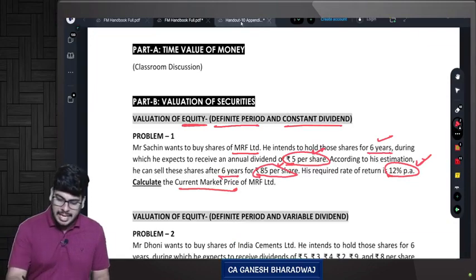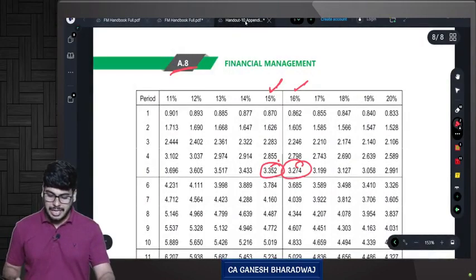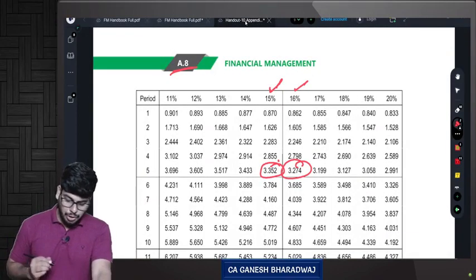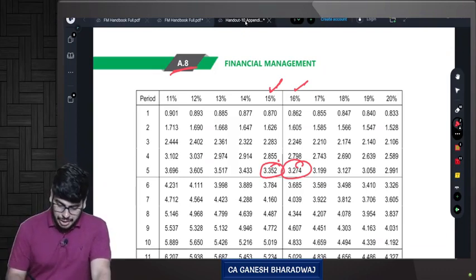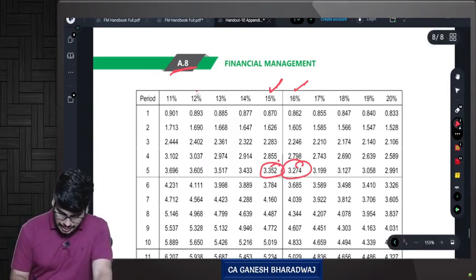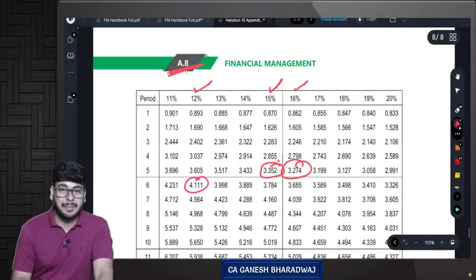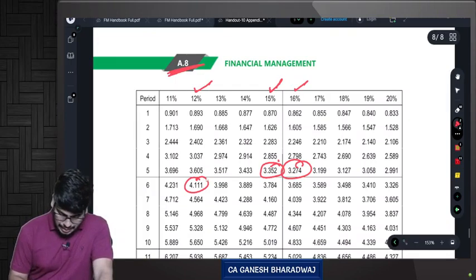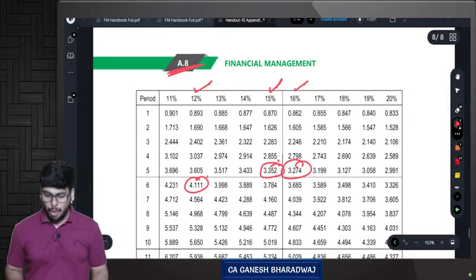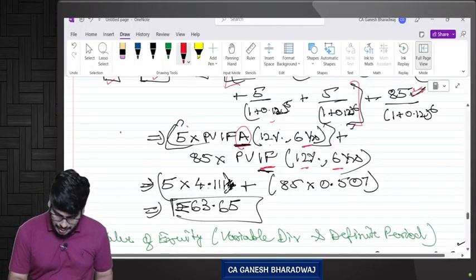Let us go and find it out in our annuity table. So we want to do what? Present value interest factor of annuity for 12% for 6 years. So 12%, 6 years. On page A8, you have the present value interest factor of annuity for 12%, 6 years. How much is it? 4.111. So you can just substitute it here.